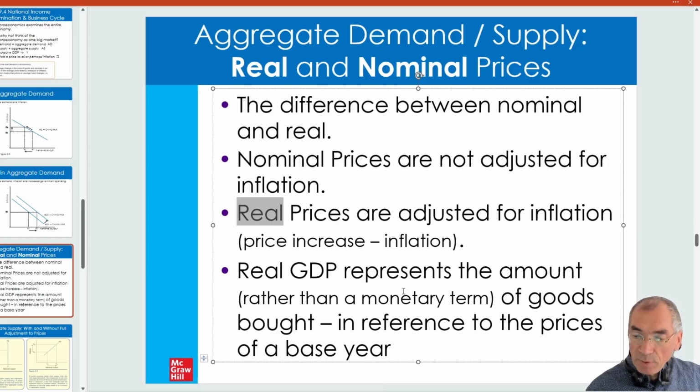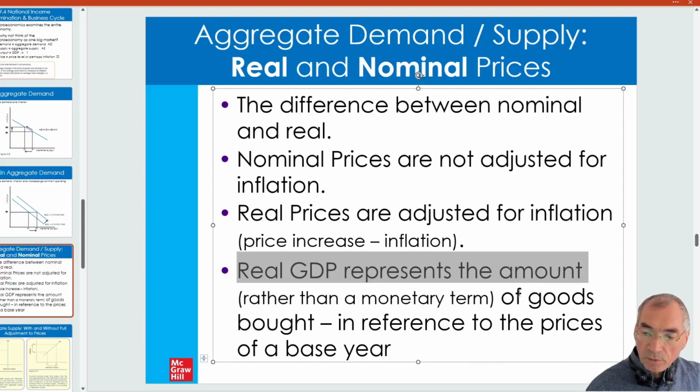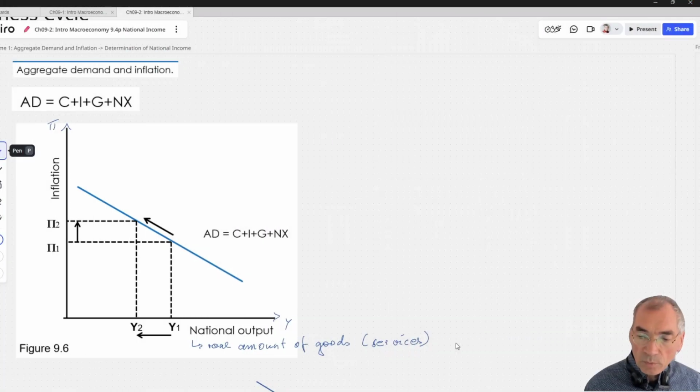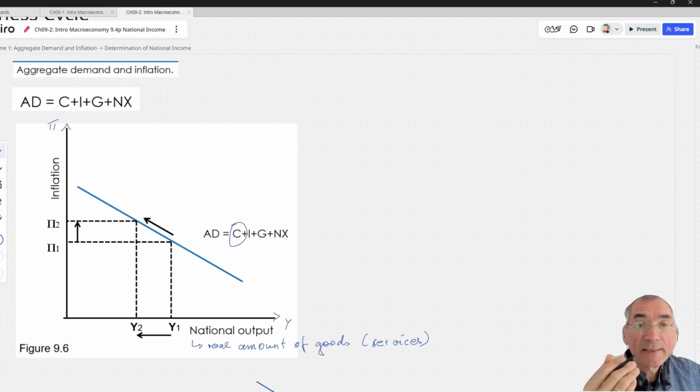So real GDP represents the amount of goods rather than the monetary term, the amount of goods bought, typically in reference to a base year. When you talked about price indices in statistics, and also when we talk about price indices in chapter 10, this is typically one base year, and we ask ourselves, what is the amount that we are able to buy? So back to our argument here, we said, okay, for consumption, we might imagine the prices are higher and we can buy, in real terms, fewer goods.